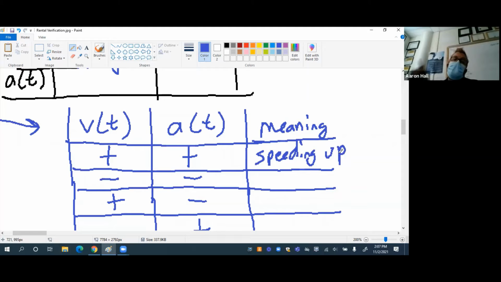Okay. What does it mean when my velocity is negative? I'm moving to the left. What does it mean if my acceleration is negative? That actually doesn't mean slowing down. It means that the vector of acceleration is pointed to the left. If my velocity is pointing to the left and my acceleration is pointing to the left, what happens to me? I speed up as well.